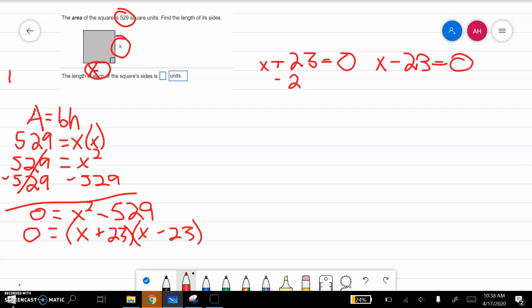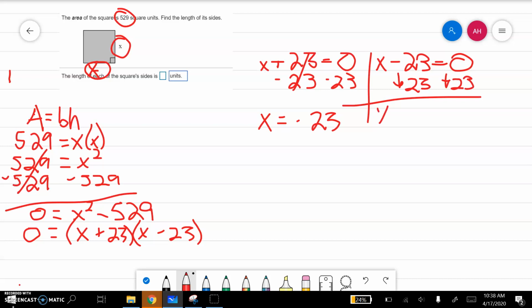So here we'll subtract 23 and we get x equals negative 23. Here you add 23 and we get x equals positive 23.